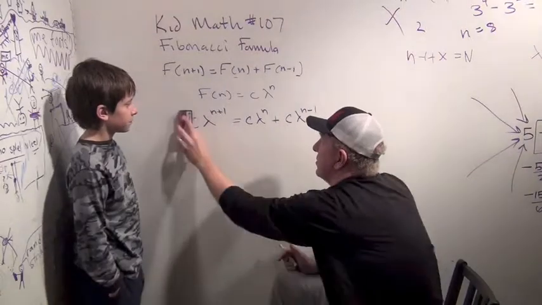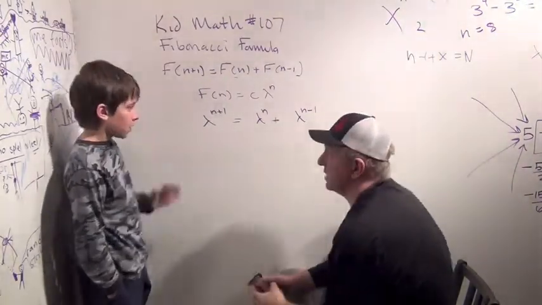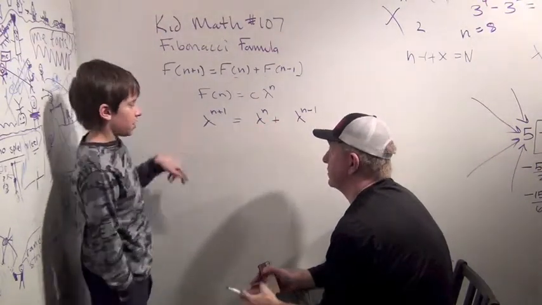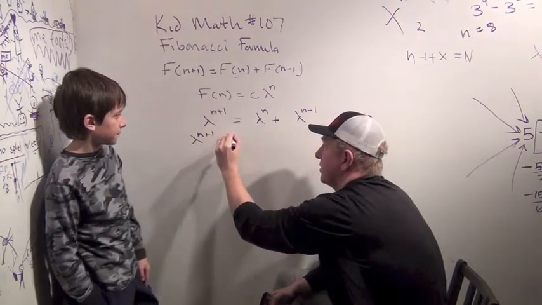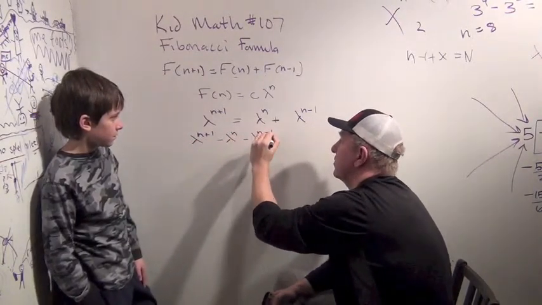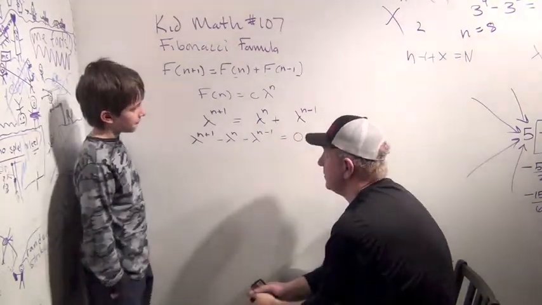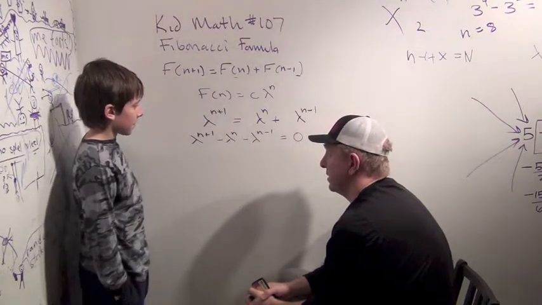Okay, so let's divide through by the c to get rid of it, and we'll figure out what that constant is later. And then maybe we should move these lambdas to the other side to get all the lambdas on one side. Okay, lambda to the n plus 1 minus lambda to the n minus lambda to the n minus 1 equals 0. All right, this looks like a polynomial. So any guesses how we might want to solve this polynomial? We could factor out.